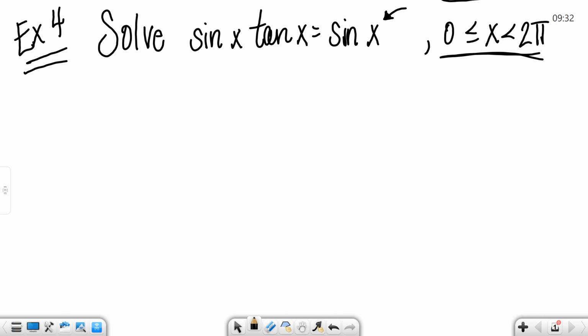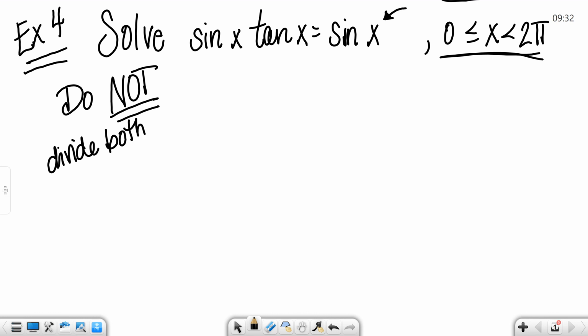Now, a big mistake, big mistake that I see people make is to divide both sides by sine. Do not do that. The reason why, if you divide both sides by sine x, then sine x, what's going to happen? It's completely gone, and we've eliminated some answer choices. Okay, so do not do that. That is not how we solve equations. We should not divide something out.